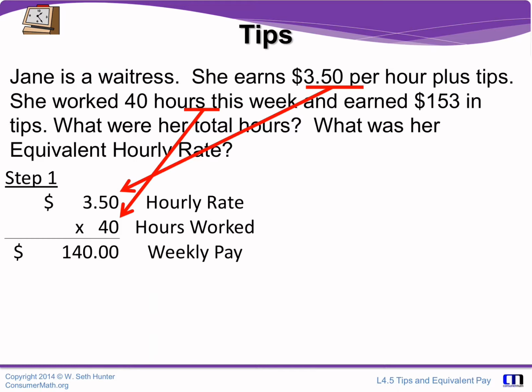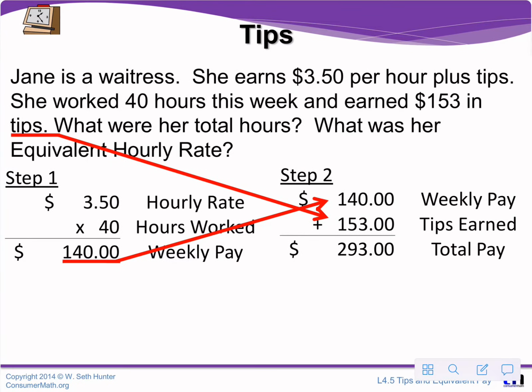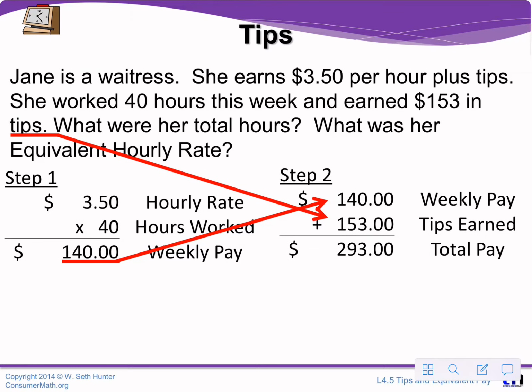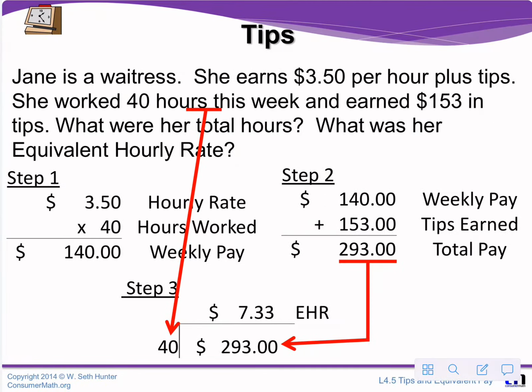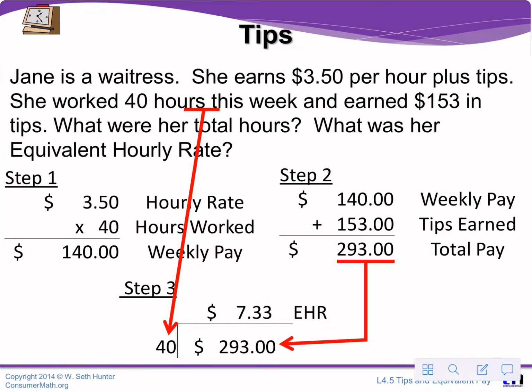So we're going to go ahead and take $3.50 times 40 to get $140 for the weekly pay. Then we're going to add in the amount of tips that she had. So that is $153 to get a total of $293 for the total pay. Then we'll divide it by the number of hours worked, which was 40 hours. So she earned $7.33 for each hour she worked last week.